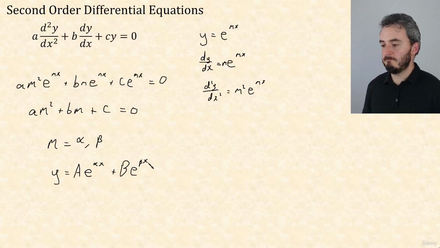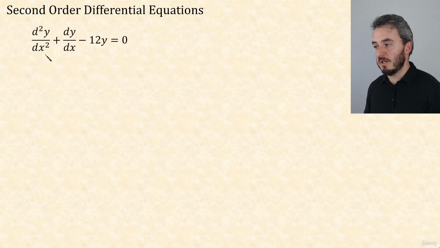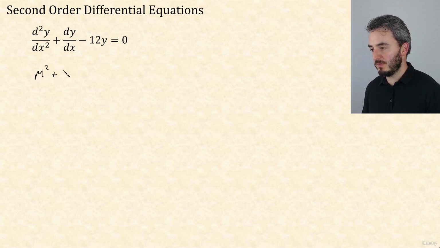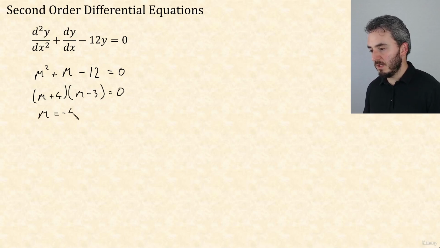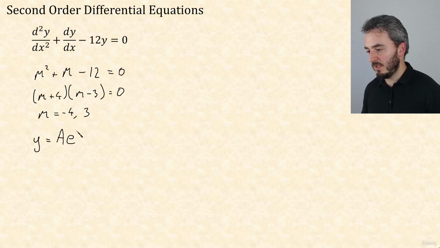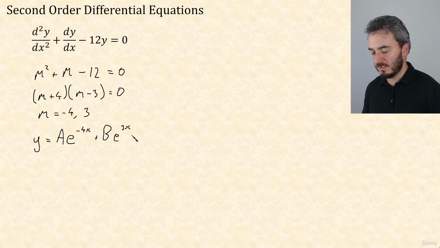So let's apply that here. So my auxiliary equation here, well, I see it's 1 times the second derivative, so that's m squared. It's 1 times the first derivative, so that's m, and it's minus 12 times 1. We solve this, this one factorizes, this is m plus 4, m minus 3. Of course, you don't need to write this down. It means that m is -4 or 3. And this tells me that the general solution to this second order homogeneous differential equation is y equals a, any amount of e to the -4x, plus b, any amount of e to the 3x.